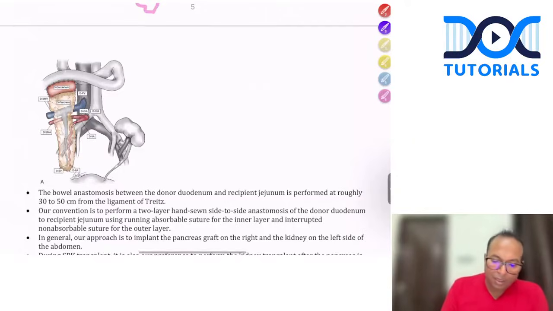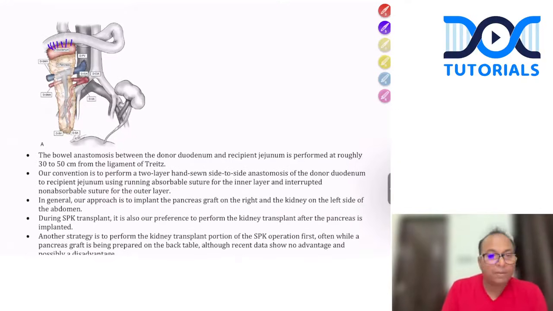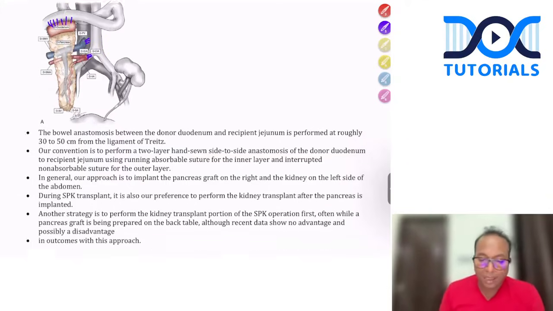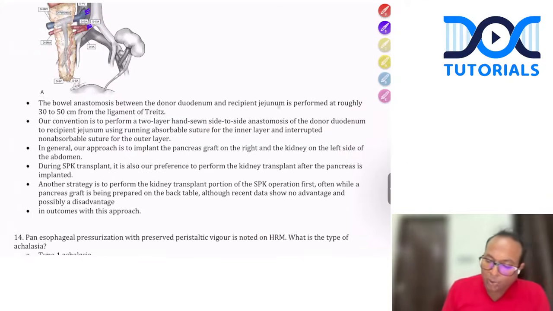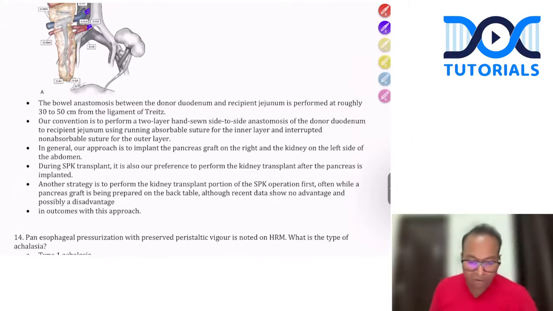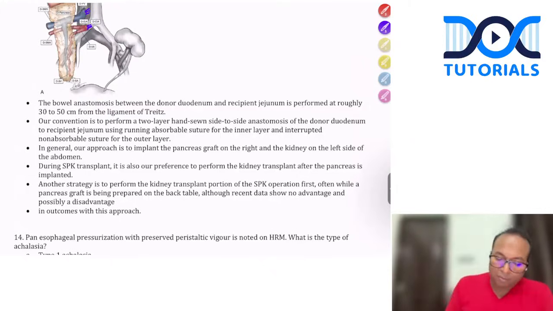So you can see this is an anastomosis of the duodenum to the bowel, with the head of the pancreas facing upwards. This is how you do enteric drainage. We connect the portal vein with the IVC and the artery to the common iliac artery. The bowel anastomosis between the donor duodenum and recipient jejunum is performed at roughly 30 to 50 centimeters from the ligament of Treitz. Our convention is a 2-layer side-to-side anastomosis, not single-layer.